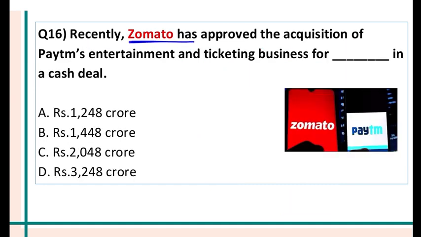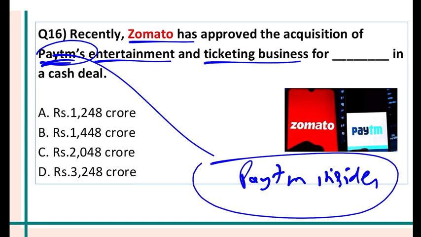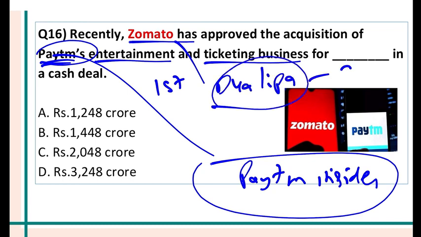Zomato has purchased or acquired which company? They have acquired Paytm's entertainment and ticketing business. On Paytm, there was a company called Paytm Insider. Using Paytm Insider, you could book movie tickets or concert events and all that. The first event which Zomato organized was the Dua Lipa event. Dua Lipa is a singer and she is coming for a concert to Mumbai. This was the first event that Zomato hosted.